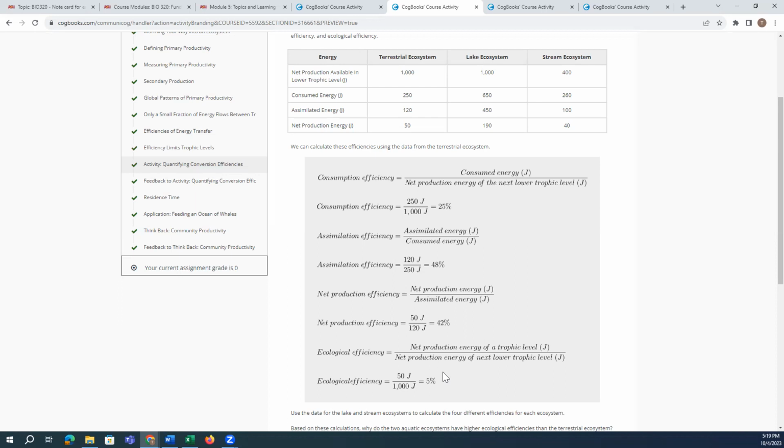Yeah, you could have net production energy. You could have this table doubled or tripled, and it'll walk you through more trophic levels. Yeah, this is just from beginning from primary producers to the next trophic level, which would be primary consumers. Okay, that helps a lot. For some reason, I was confused, but that helps a lot. Thank you.